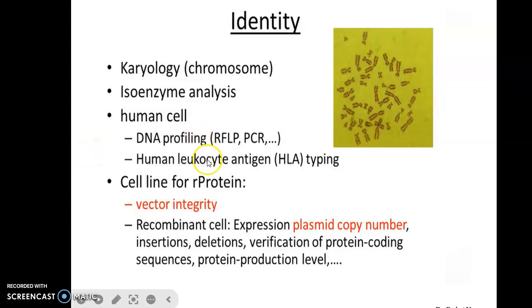Human leukocyte antigen typing you can perform, and for cell lines, proteins and vector integrity, recombinant cell expression, plasmid copy number, insertions, deletions, you can all identify them easily.